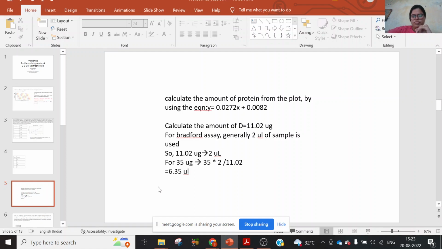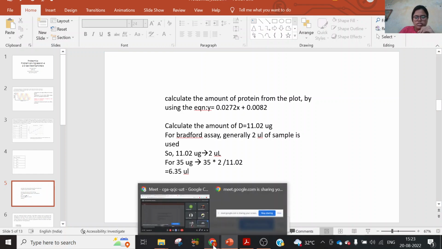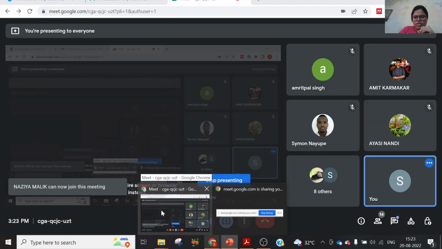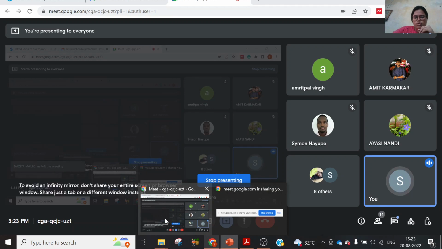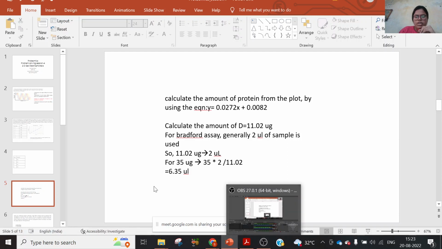But we have doubt, okay, previously the volume was not mentioned. I'll ask another TA if she can comment anything upon this. So, is Medha or Shashwati here? If they can comment upon this, like, do we have to use 2 microliter always, or it should be mentioned?